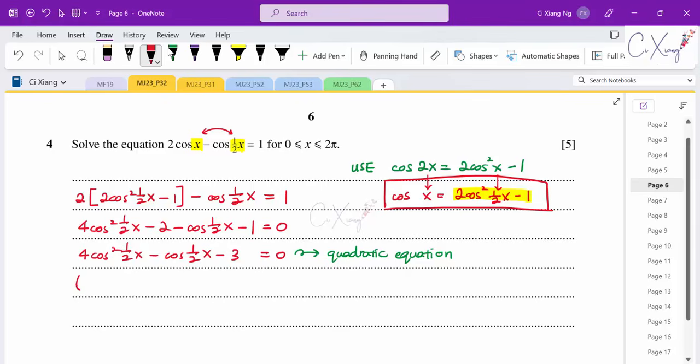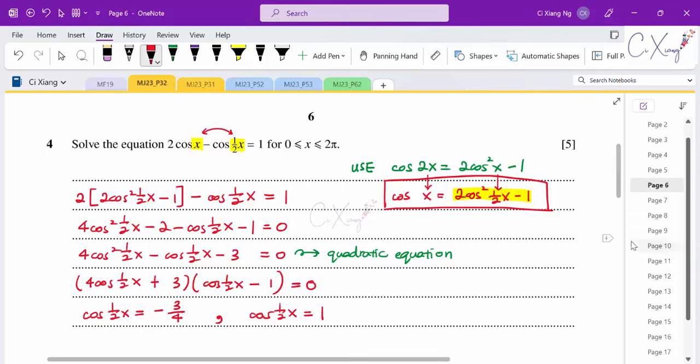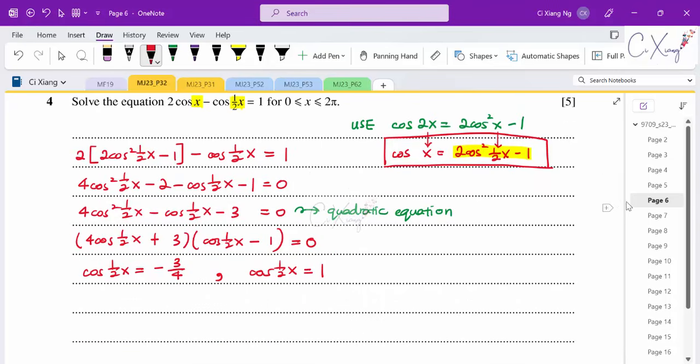Okay, if I observe this question, basically we can see that we are able to factorize it nicely. So I'm having a 3 here, this is the 1. Then to have a negative cos half x, I need to have minus 4. Then plus 3 cos half x. Okay, so from here, if I try to simplify it further, I'm having cos half x equals to negative 3 over 4. Another value will be cos half x equals to 1. Okay, then let's proceed further.